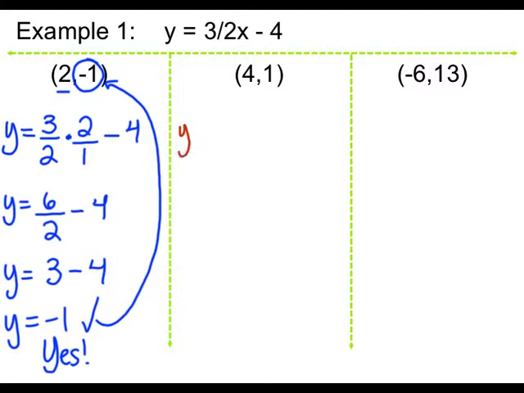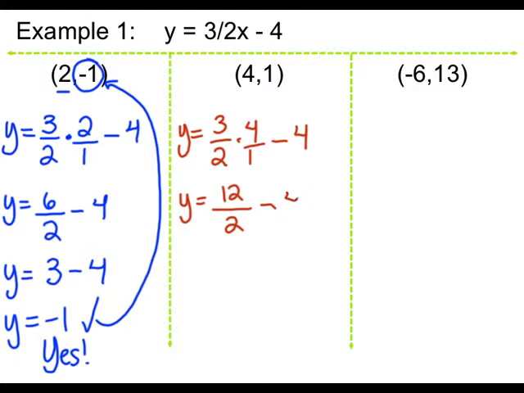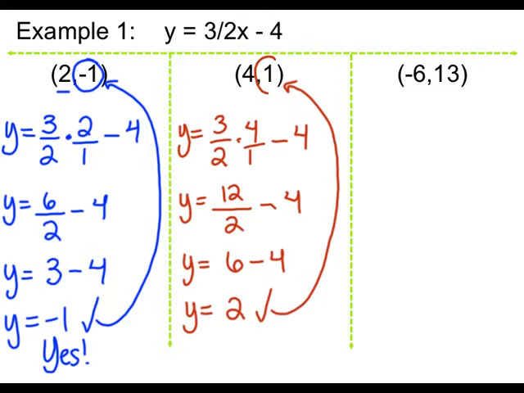So y equals, this time we're going to try 4, 1, so 3/2 times 4 minus 4. So I put it over 1. 3 times 4 is 12. 2 times 1 is 2. Minus 4. 12 divided by 2 is 6. Minus 4. So we get y equals 2. Check my answer, bring it up here, look at it. My answer should have been 1, but I got a 2. So no, this is not the right ordered pair for that line.